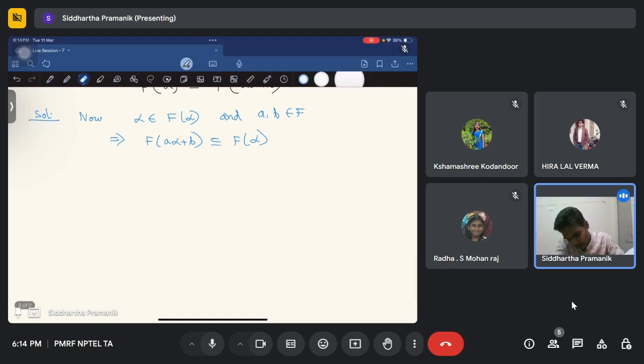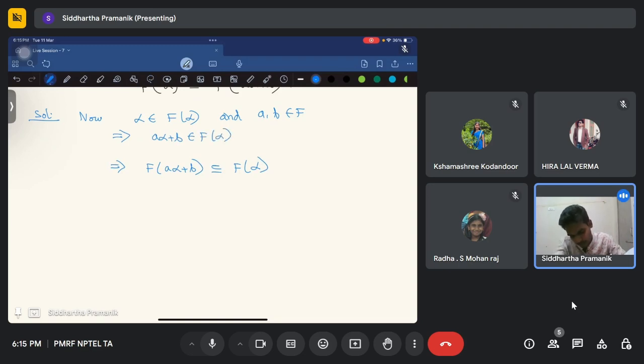Let me write one more step. So this implies A alpha plus B belongs to F(alpha), and F(alpha) contains F also. So F(alpha) contains this field. Now the other way.